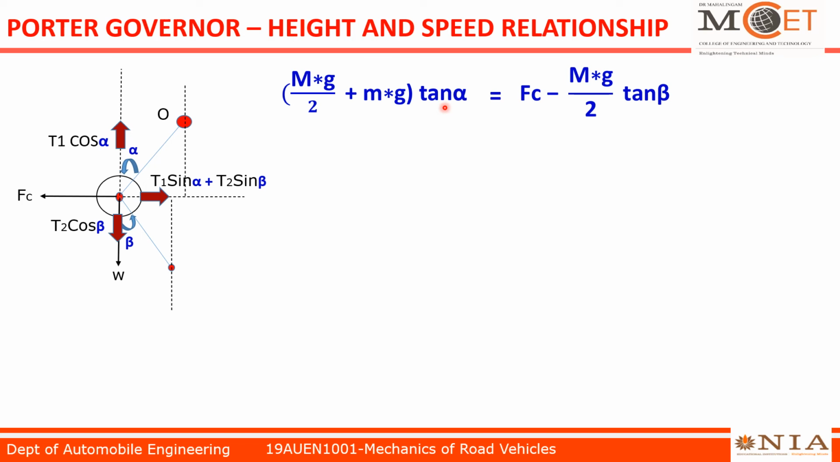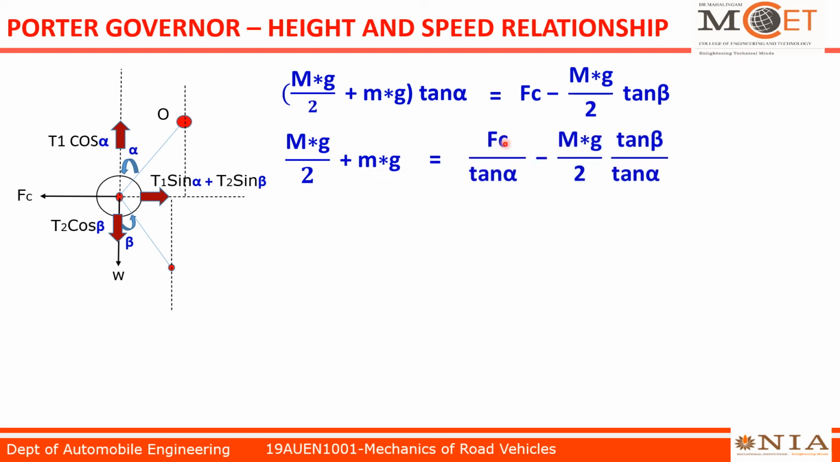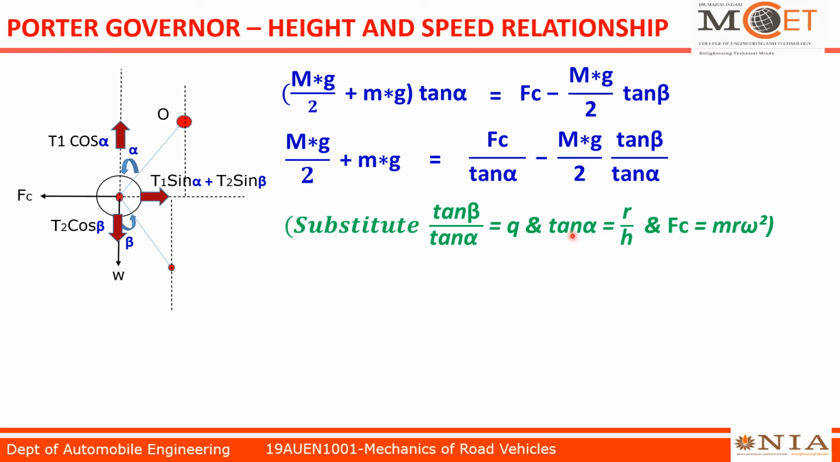If you bring tan alpha to the right side, we get caps Mg by 2 plus small mg equal to Fc by tan alpha minus caps Mg by 2 tan beta divided by tan alpha. Now take tan beta by tan alpha equal to q. From the triangle we get tan alpha equal to r by h. Since it is the alpha angle, this is the height, this one is r, the radius of rotation, so tan alpha equal to opposite divided by adjacent. Opposite is r, adjacent is h, we get tan alpha equal to r by h.